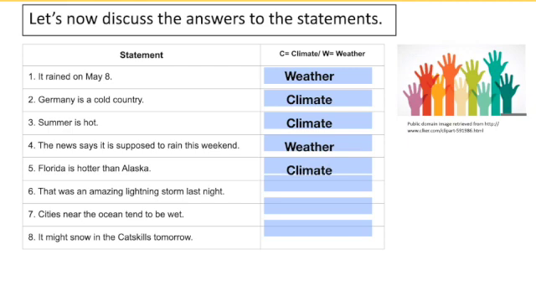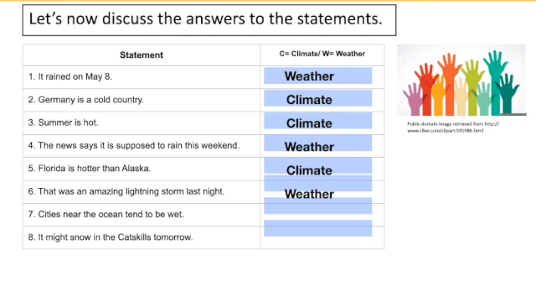Number 6, that was an amazing thunderstorm last night. Here we have a couple of clues. First, it says storm, which is a discrete weather event. And it says last night. This is not a long-term event. This is something temporary. That makes this weather.